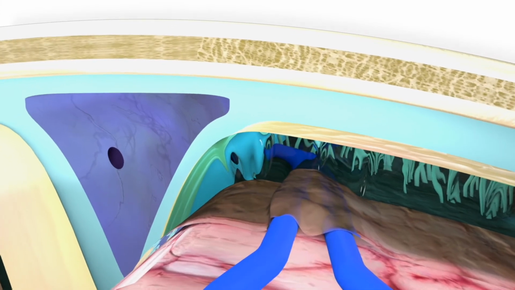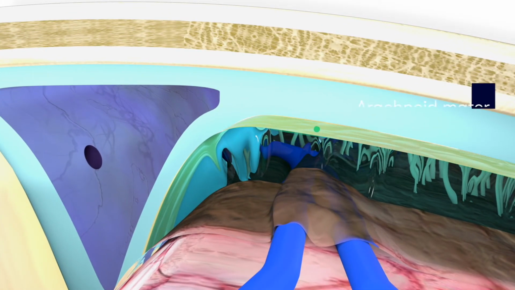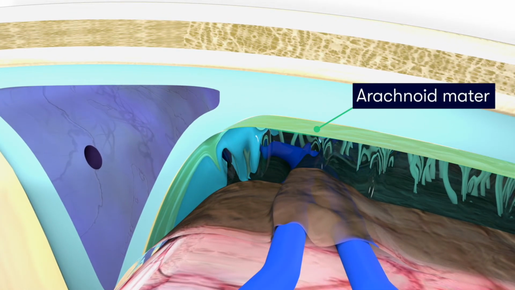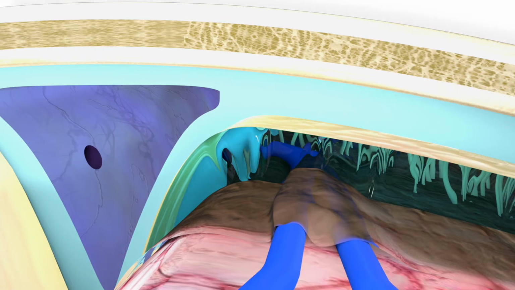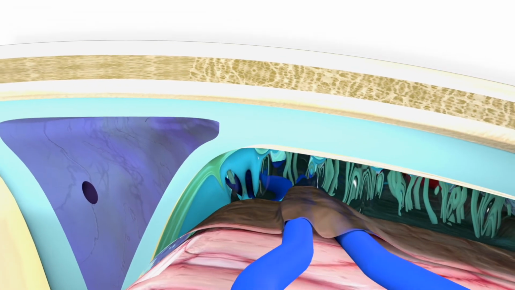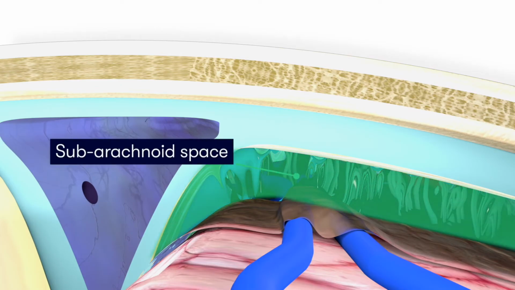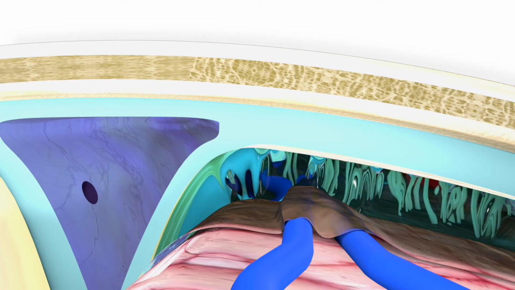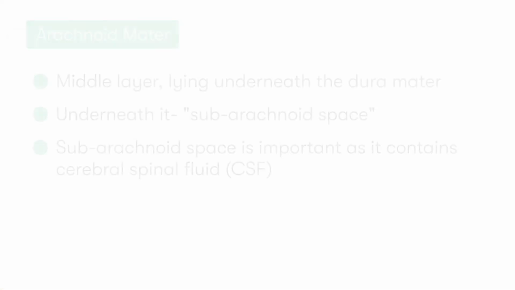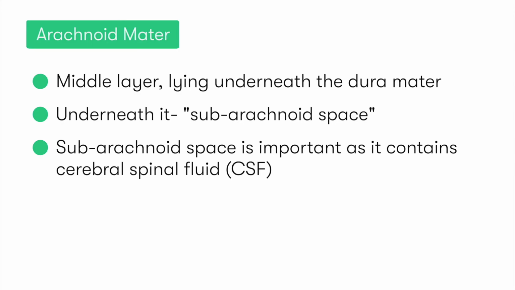Moving inwards, the next layer of the meninges is the arachnoid mater, which is the middle layer and lies directly underneath the dura. Underneath the arachnoid mater is a space which we refer to as the subarachnoid space. And this is important because it contains the cerebrospinal fluid, or CSF. And it's this fluid which helps to cushion the brain during movement.